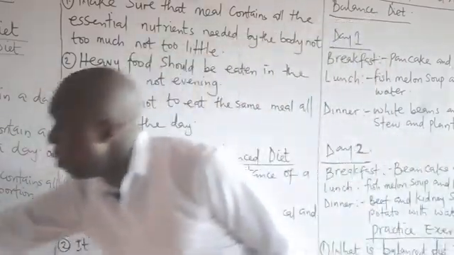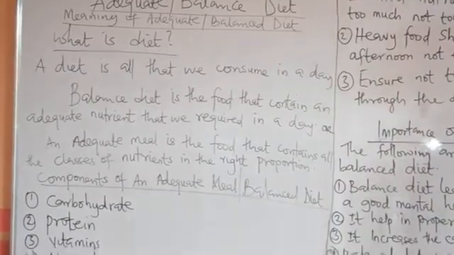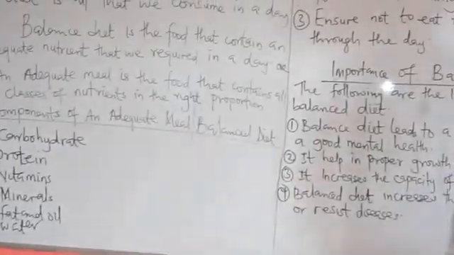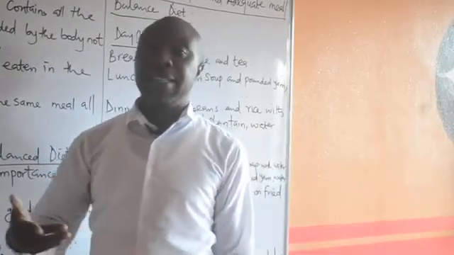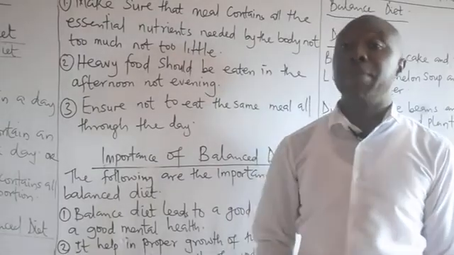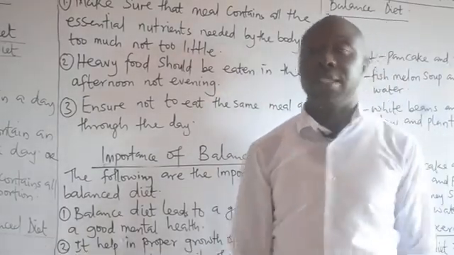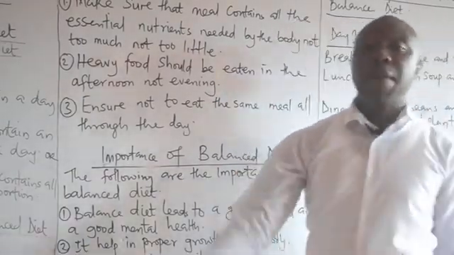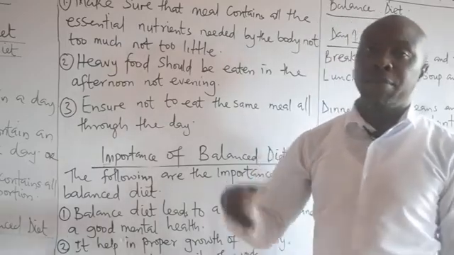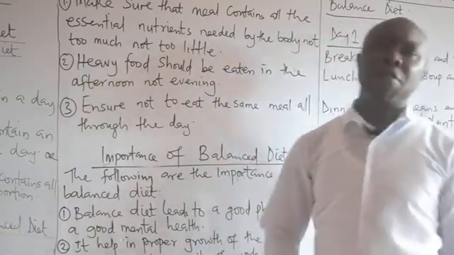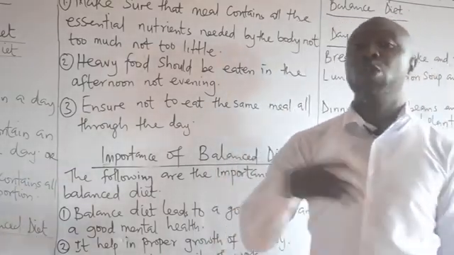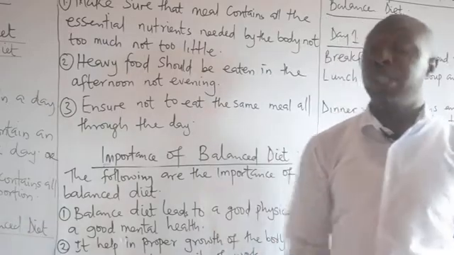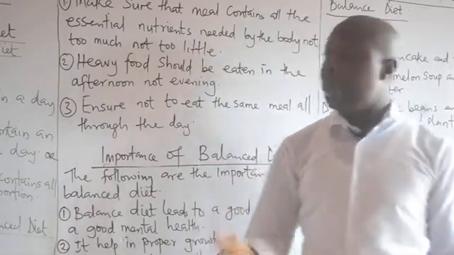Then we also have vitamin. Vitamins help to fight against disease and infections. What are the examples of vitamin? We have orange as a good example of vitamin. Apple is a good example of vitamin. Mango is an example of vitamin, and pineapple, they are all examples of vitamin. That is including fruits. Almost all the fruits are good examples of vitamins.